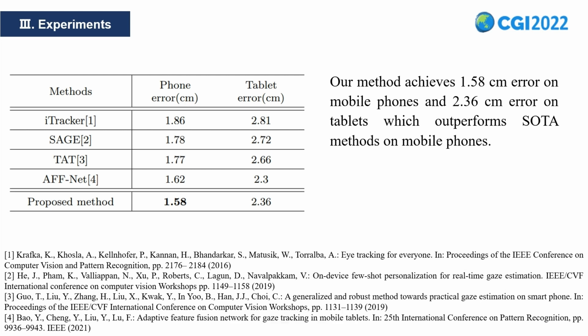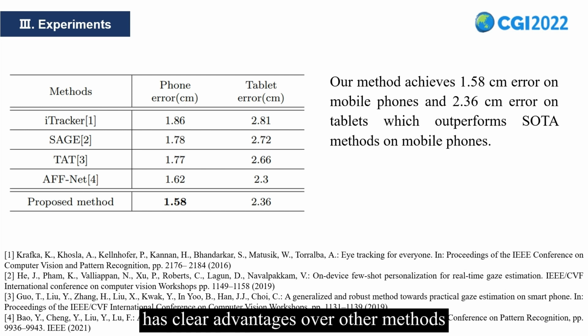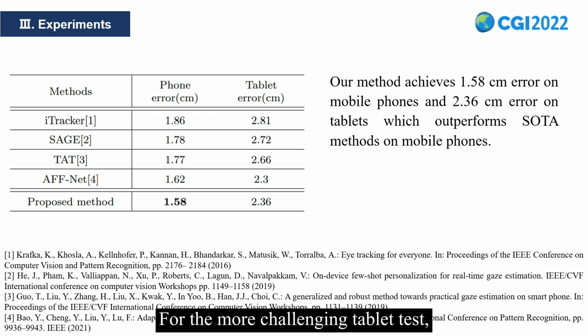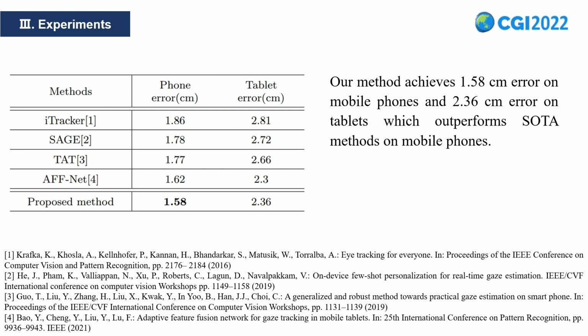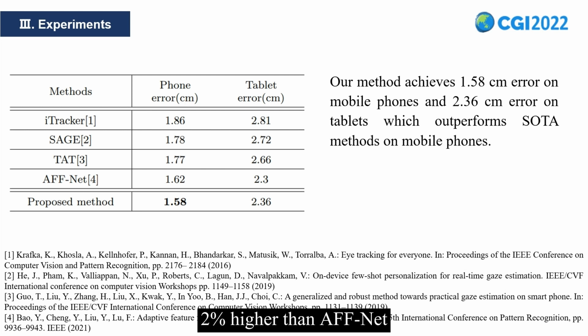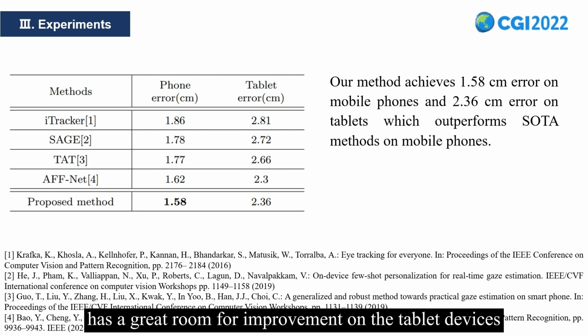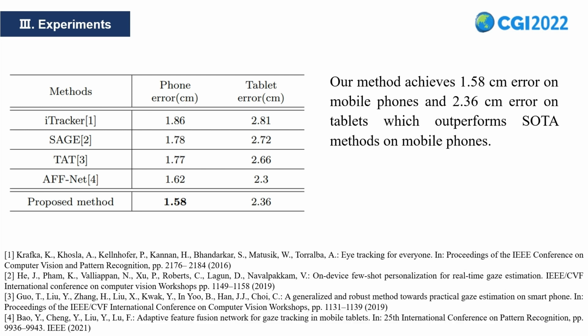These experimental results show that the proposed method has clear advantages over other methods, especially on mobile phone devices. For the more challenging tablet test, the error of the proposed method is 2.36 cm, which is about 2% higher than AFFNet. The reason is that there are fewer tablet images than phone images in the dataset. The proposed method has great room for improvement on tablet devices.